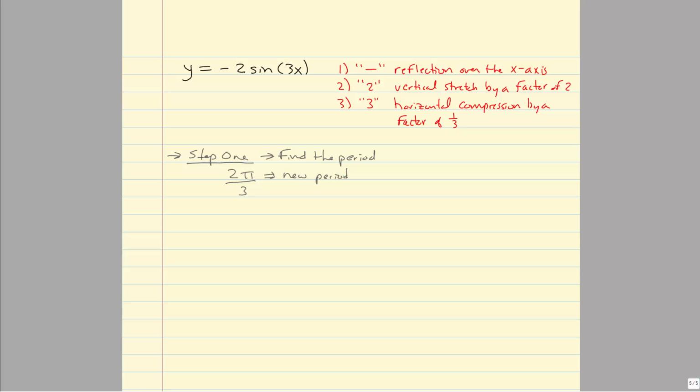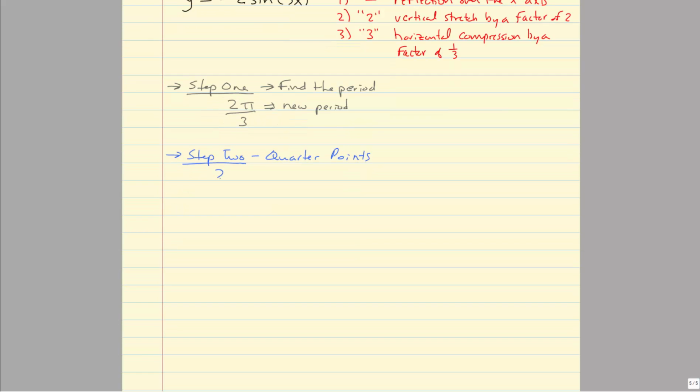Now remember, we like these quarter points, and so we're going to take quarter points. So these are our quarter points. So what I can do here then is to divide these up into 4 even parts. I would take 2 pi over 3 times a quarter. Okay, this would give me 2 pi over 12, which is pi over 6. So this is the width of each quarter.